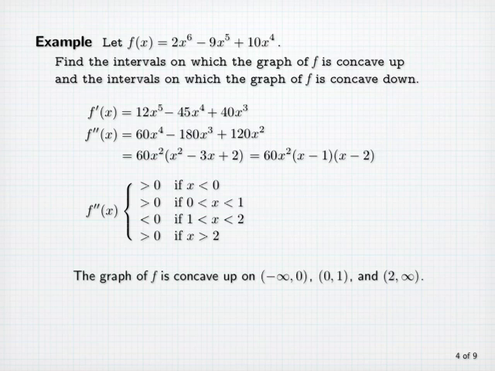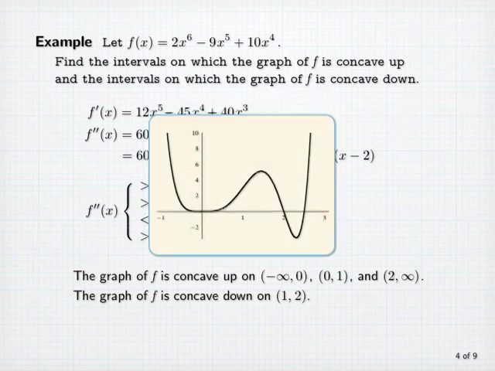So we can say that the graph of f is concave up on the open intervals minus infinity to 0, 0 to 1, and 2 to infinity, and the graph of f is concave down on the open interval from 1 to 2. Now let's have a look at the graph of this function. Notice that the graph is concave down between 1 and 2 and concave up everywhere else. In fact, we can combine the two intervals minus infinity to 0 and 0 to 1 and say that the graph of f is concave up on the interval from minus infinity to 1.